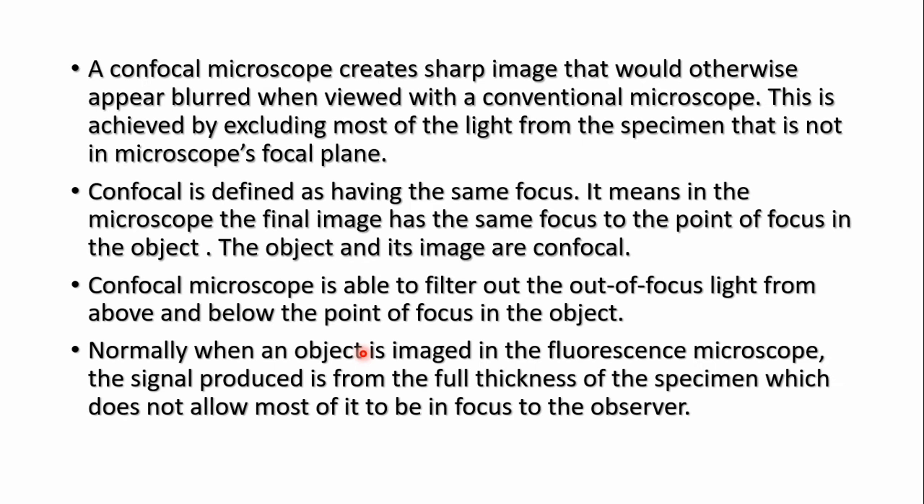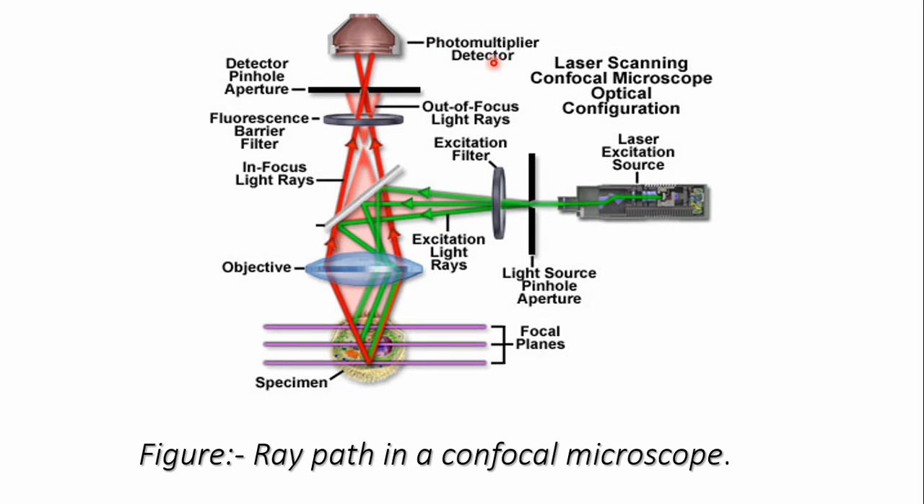A confocal microscope creates a sharp image that would otherwise appear blurred when viewed with a conventional microscope. So in confocal microscope, why is a sharp image produced? Because it is able to eliminate the out of focus light rays. But this does not happen in fluorescence microscope and in conventional microscope. That's why blurred and low resolution images are produced in case of conventional microscope and fluorescence microscope.